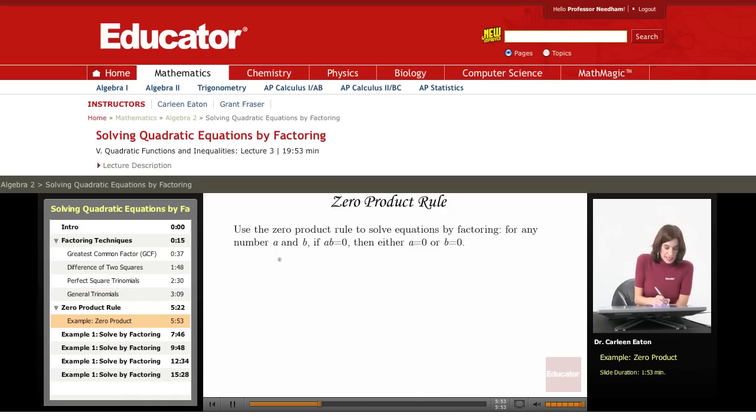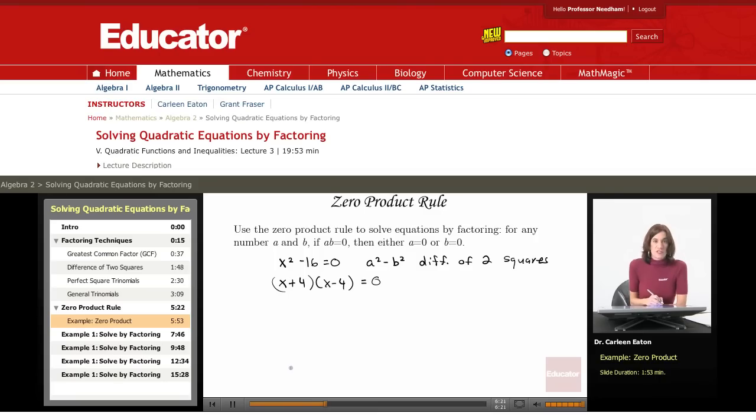For example, if I was given x squared minus 16 equals 0 and asked to solve that, I would first recognize that it's in the form a squared minus b squared, and that it is therefore the difference of two squares. That allows me to factor it pretty quickly into x plus 4, x minus 4. So I'm factoring this, and it still equals 0.